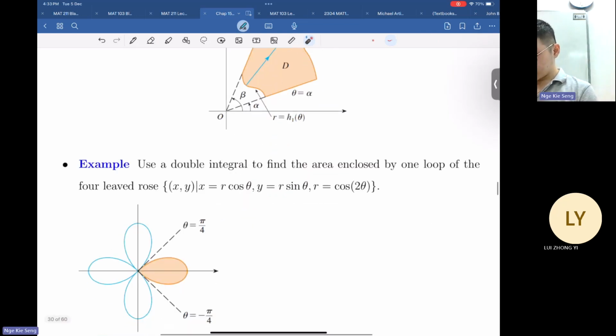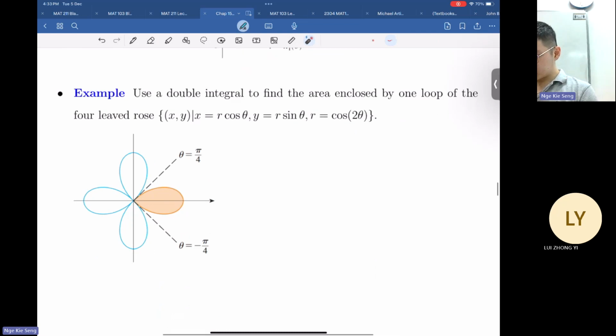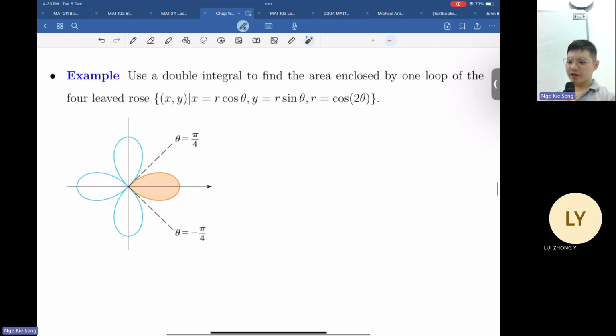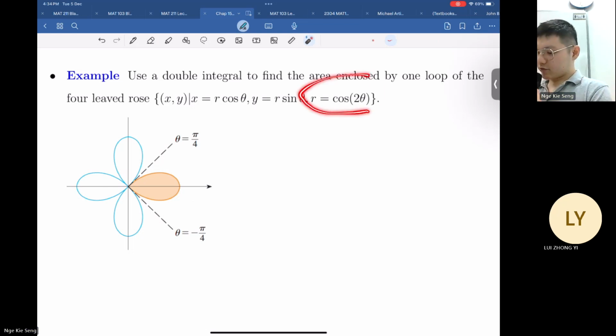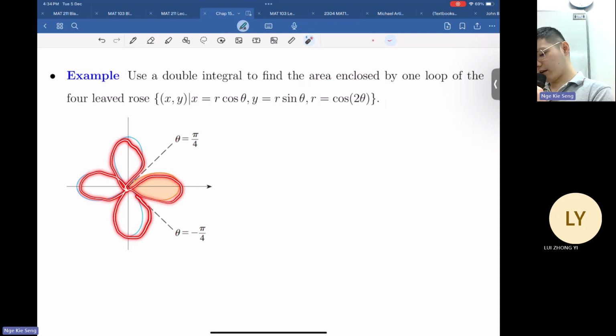Okay, let's see how we are going to deal with this case here. So for example, use a double integral to find the area enclosed by a loop of four-leaf rose. And then give you this rose's equation here. You can use r equals cos 2 theta to draw out the four leaf. Hope you haven't forgotten how to do this.